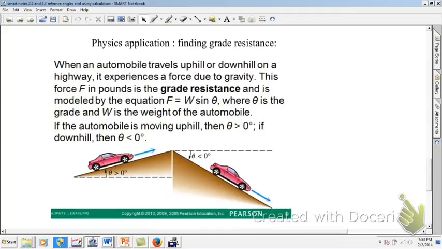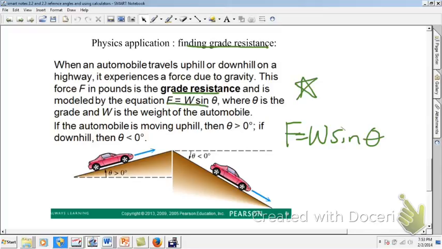Couldn't live without a lovely word problem at the end of the section. So we are not in a physics class, but it definitely is my goal to start exposing you to some physics problems, and we will throughout the year, throughout the term. Finding grade resistance. So when an automobile, this will be our last problem for today, when an automobile travels uphill or downhill on a highway, it experiences a force due to gravity. This force, in pounds, is the grade resistance, and it's modeled by the equation F equals W sine theta, as we see here, where theta is the grade and W is the weight of the automobile.